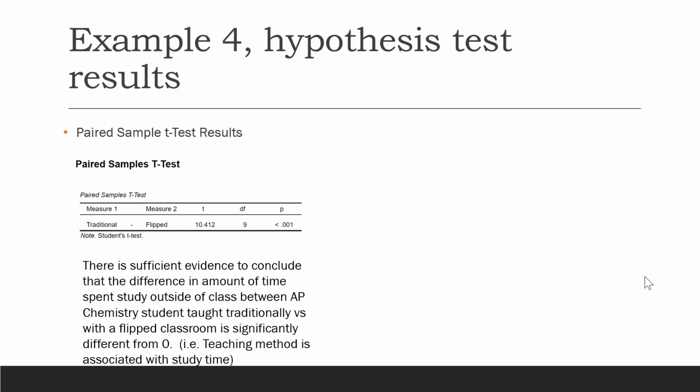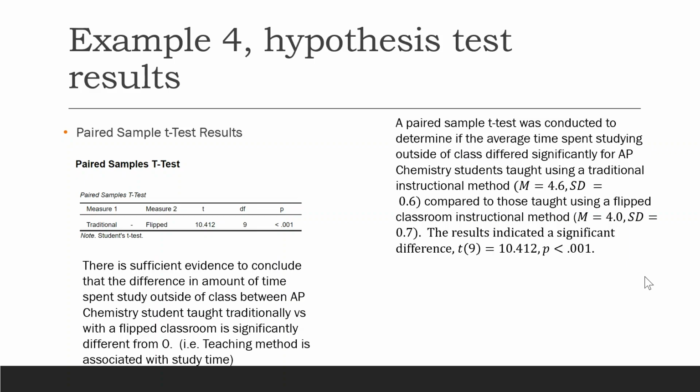Now, I'm using the word associated here because this isn't a true experiment where we had a random assignment to either the traditional teaching environment or the flipped classroom environment, right? That would indicate that teaching method causes differences in study time. But I can't use causal language, and so I can say that teaching method is associated with study time. Here's an example of a write up in APA format. You can pause that and read that if you would like.